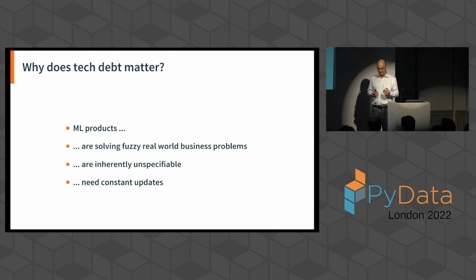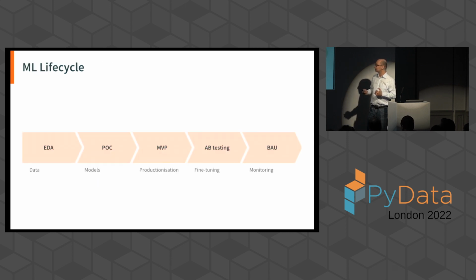Not only that, but they also need continuous updates. The context they are operating in changes, the environment and the business needs are changing. This is particularly important in data drift. So you need, by definition, to prepare for change. And changing creates technical debt. Let's take a look at the ML lifecycle and how that impacts technical debt in machine learning products.